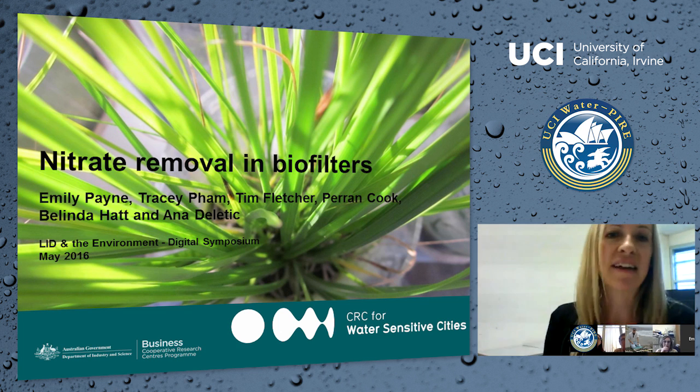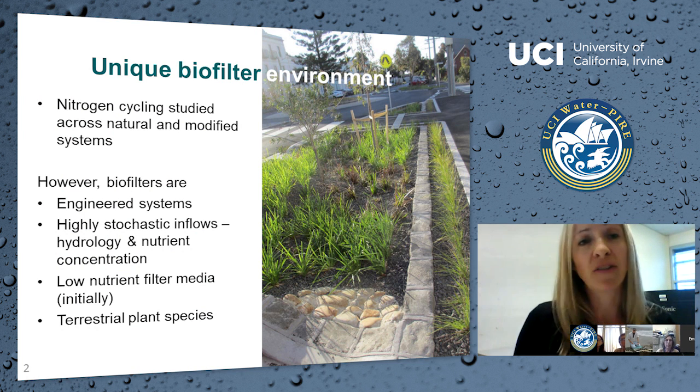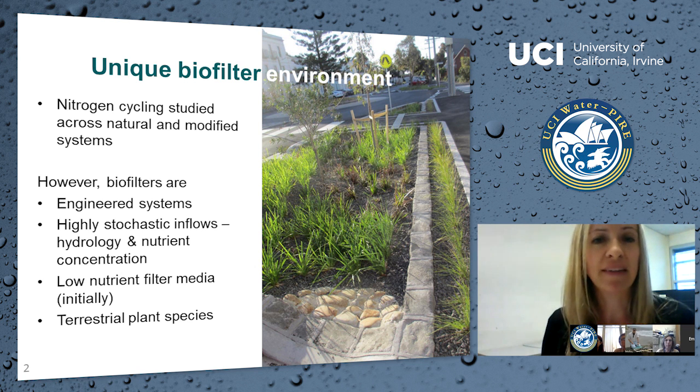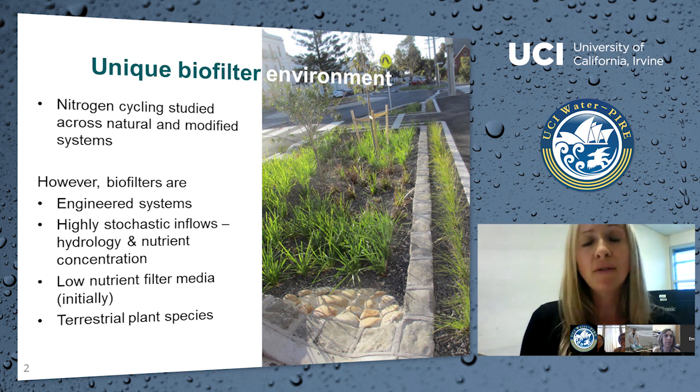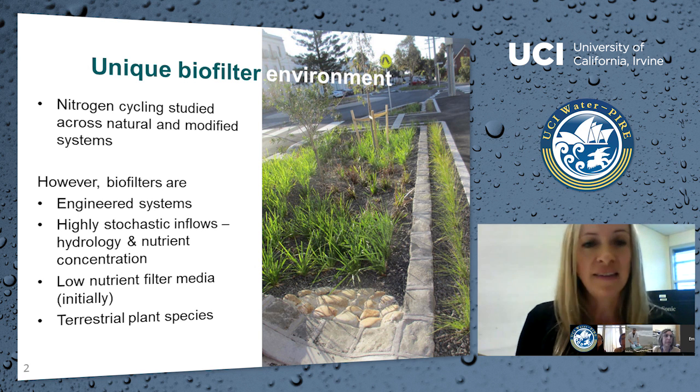So moving on to the next slide. Nitrogen cycling has been widely studied across a range of natural and modified environments, but biofilters have some unique conditions that can influence nitrogen cycling within them. So these systems aim to harness natural treatment processes, but within an engineered environment. Inflows are highly variable, so drying is a key and expected part of stormwater biofilters. And as a result, we usually use terrestrial plant species within these systems.